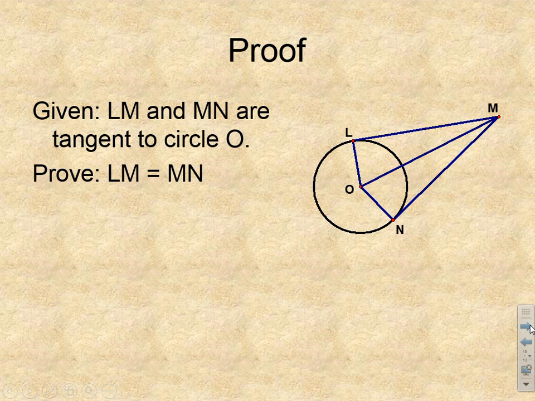Just a simple proof. LM and MN are tangent to circle O. Okay, so if those are tangent to circle O, we know something about point M then, because it's in common with both, so that will imply something. We need to prove what's in blue here. We need to prove that LM and MN are in fact congruent. So you're basically proving your last theorem 10-3. Okay, so I want you to try this tonight on your own.